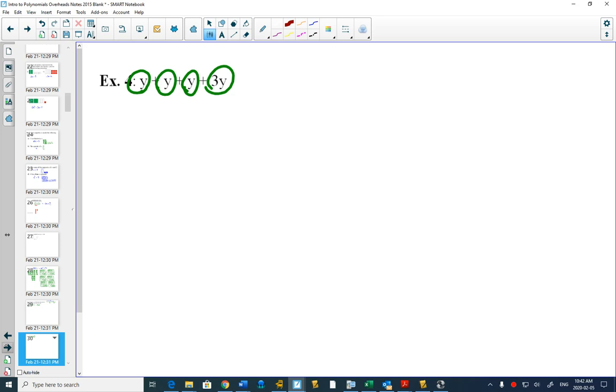And so if you have 1y plus 1y plus 1y plus another 3 y's, what do you have in the end? You have 6 y's. Okay? You are now showing expert skills in algebra.